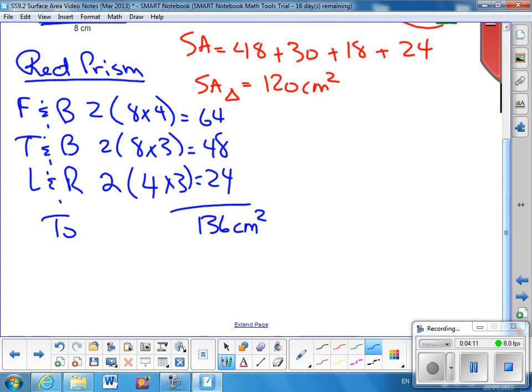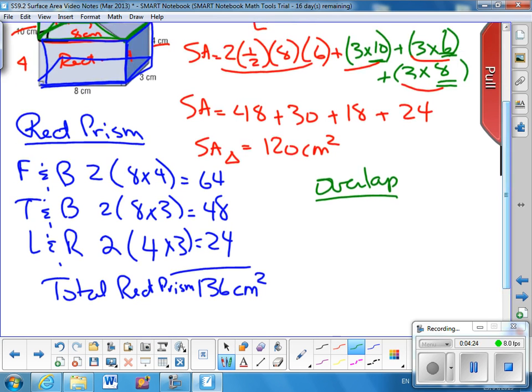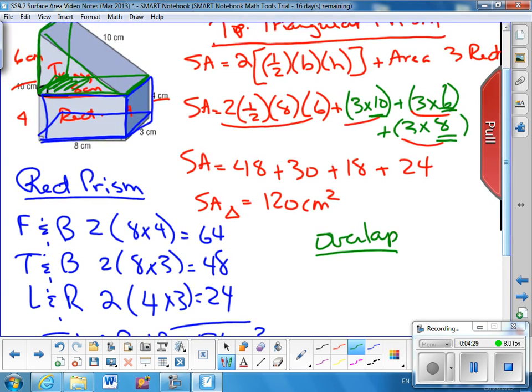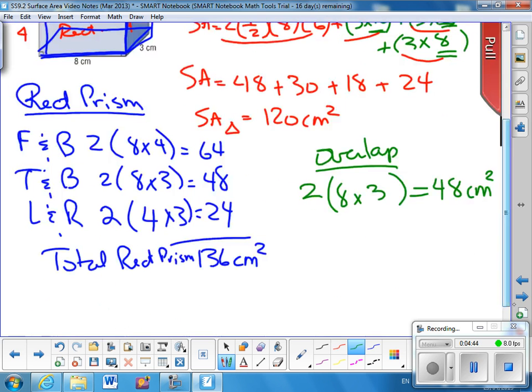So total rectangular prism. Now, we have to think about the overlap and calculate that. Well, where they're overlapping is the top of the rectangular prism. Okay, so the top of the rectangular prism here, which is the same as the bottom of the triangular prism, so the top and the bottom, 8 by 3, and there is 2 of those, so that's 48 centimeters squared is the overlap. There's always 2 overlaps when you have 2 shapes coming together.